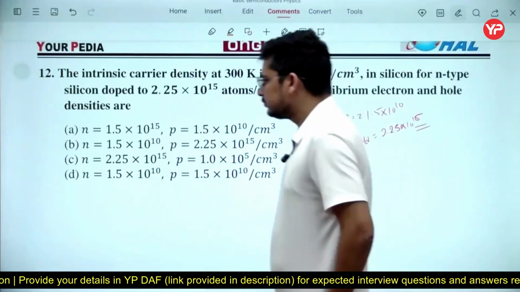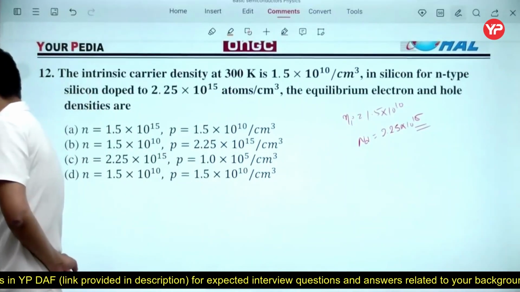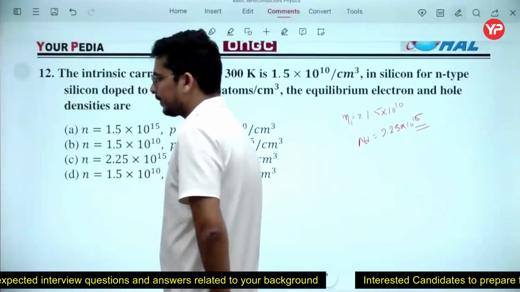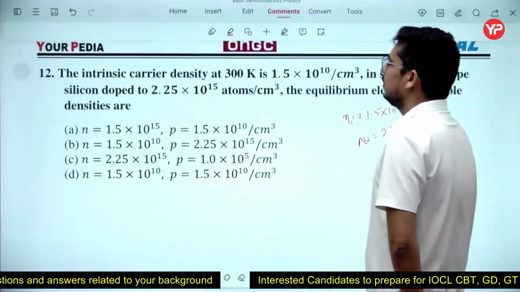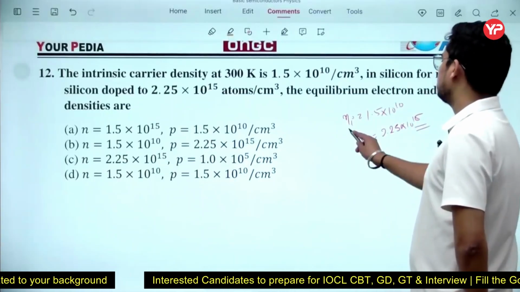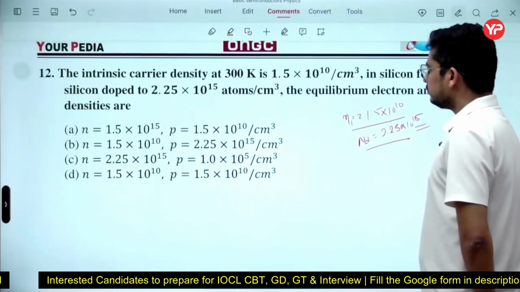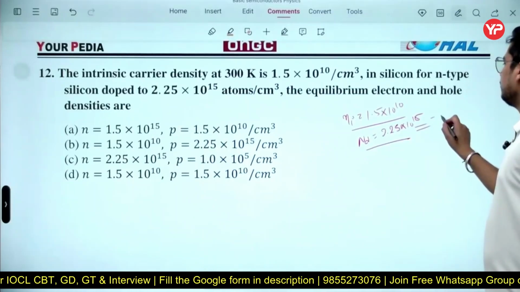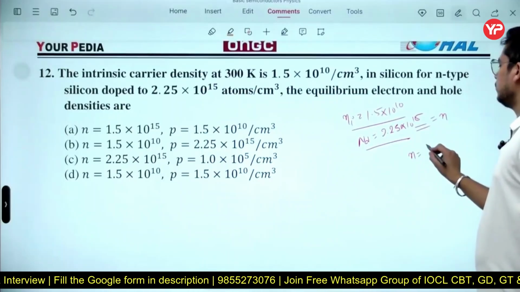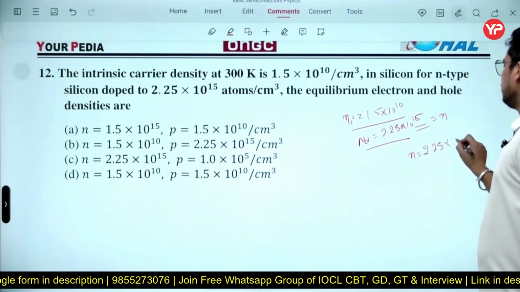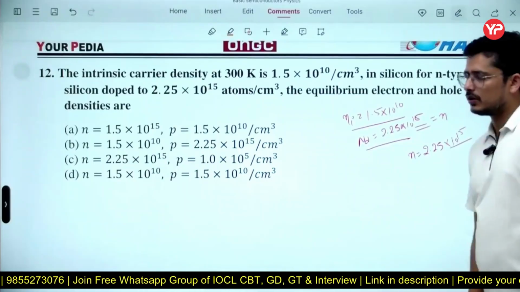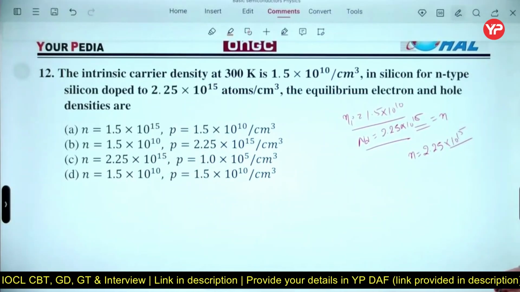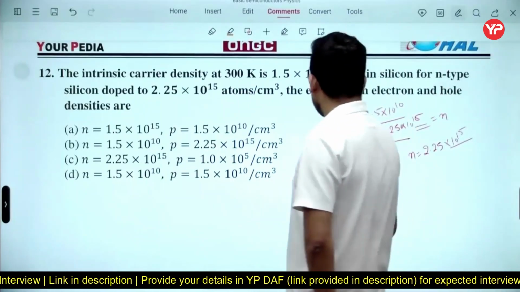Yes, B option. Amisha says B. So intrinsic concentration Ni is given to you, Nd is given to you. Nd means what? For an N-type semiconductor, the donor impurity is given to you. So the donor impurity directly equals N. So N is 2.25 into 10 raised to power 15, right? N means donor atom. Donor means it is giving you the electron directly.